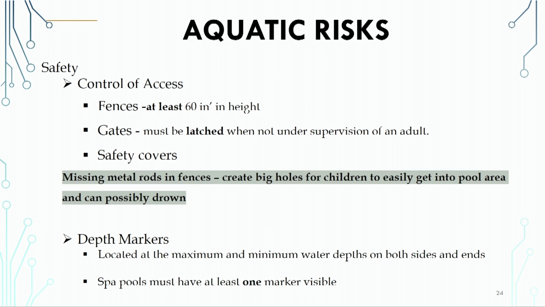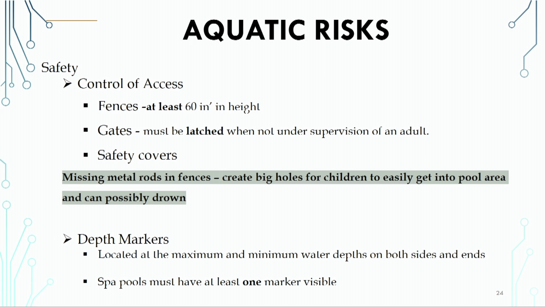Here are some aquatic risks. This also ties back to your facility. Pools and spas outside must be protected and enclosed with a fence at least 60 inches in height. The gates must also be able to latch at all times when not under the supervision of an adult. Depth markers should also be at the maximum and minimum ends of pools and on the sides, and they should be present at all slope changes greater than 2 inches. All spa pools must have at least one marker visible and a caution sign posted.